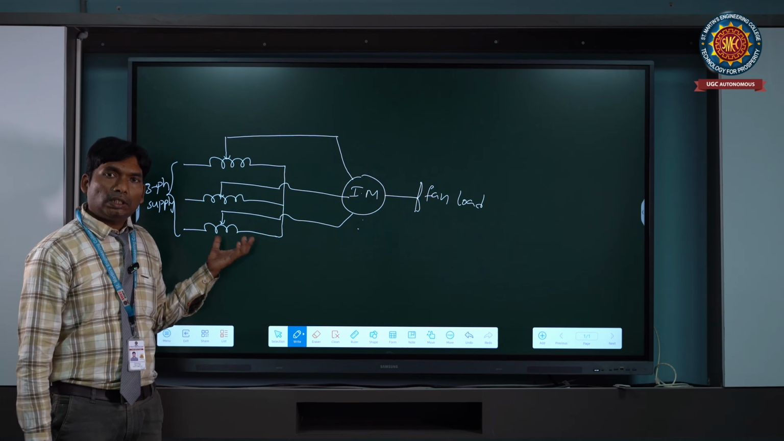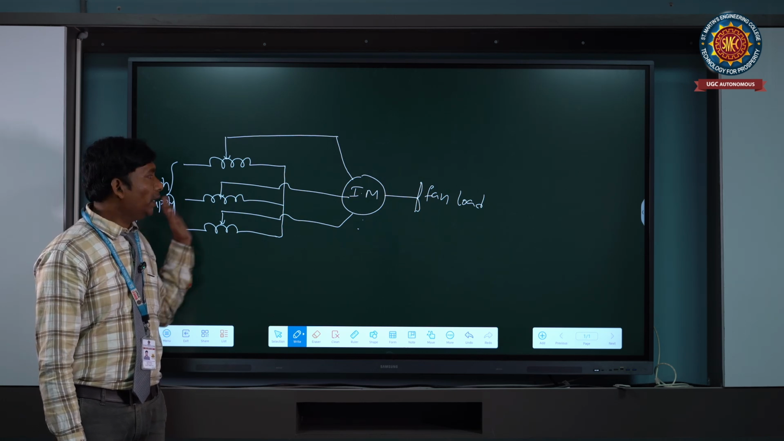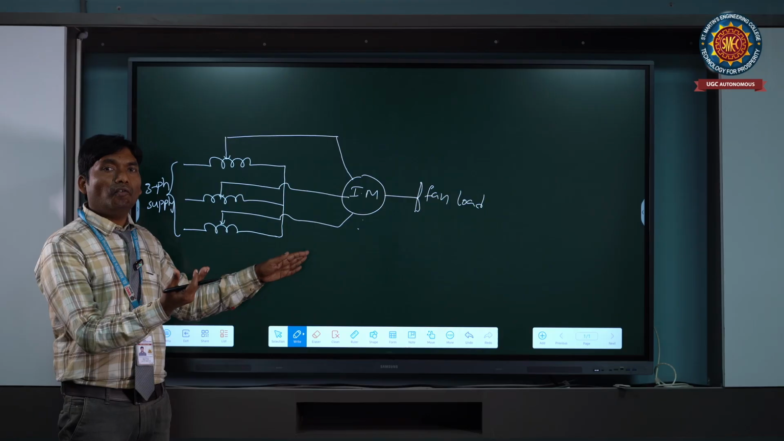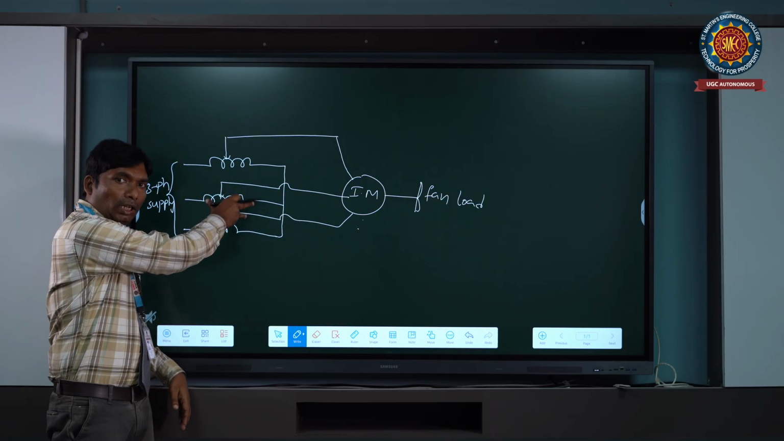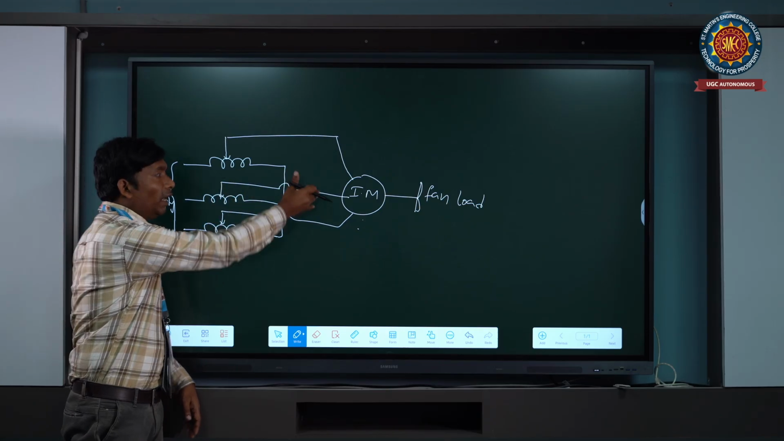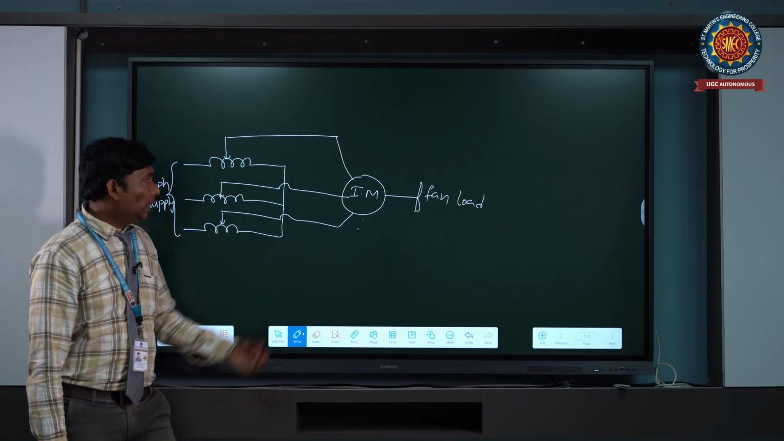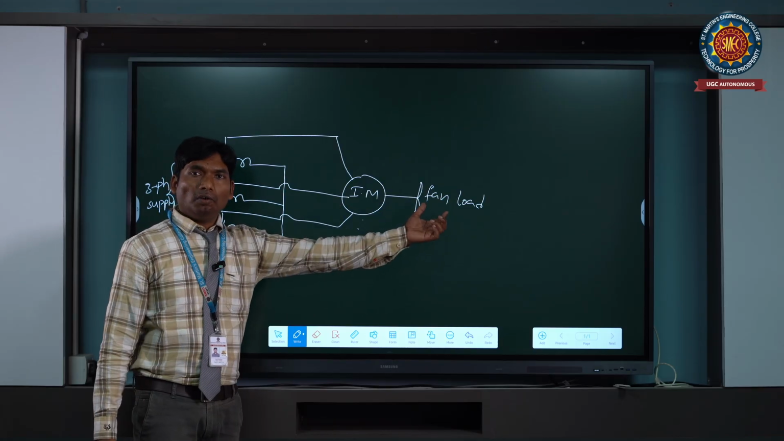Why have we connected the three-phase auto transformer in between supply and induction motor? To apply the variable voltage to the induction motor. By varying the three-phase auto transformer, we can apply variable voltage to the induction motor. The induction motor drives the fan load.